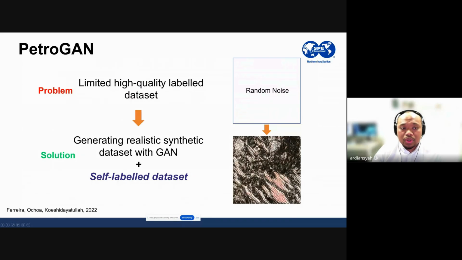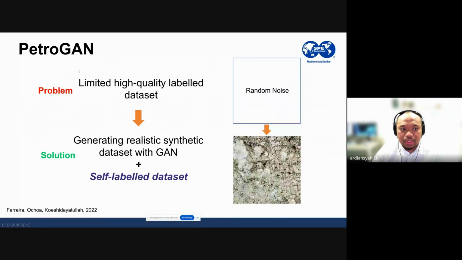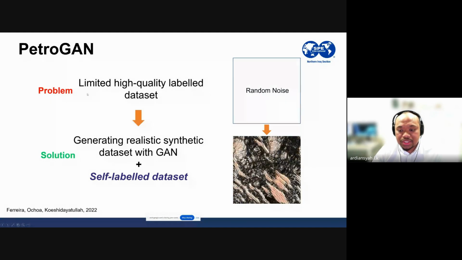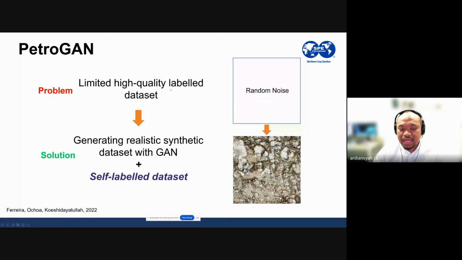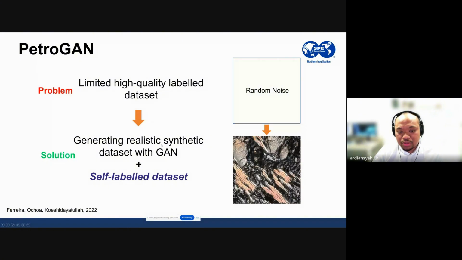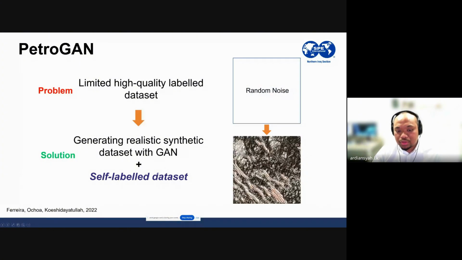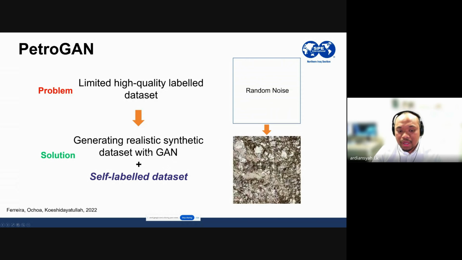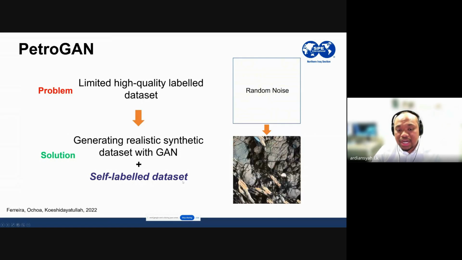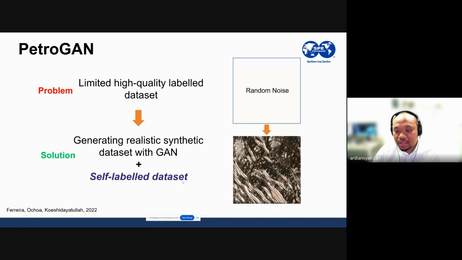So this is one of the first works that we did when talking about generative AI. Our problem, when we try to analyze thin sections, is the limitation of high quality data sets. Our solution is to use GAN or generative AI here to create a synthetic data set, but also self-labeled, right? Because once you know how to create a sandstone, for example, or limestone, then you can just create thousands of limestone or sandstone thin sections as much as you like.